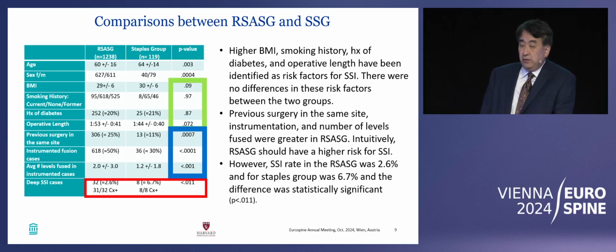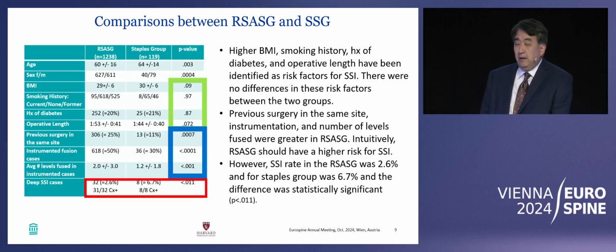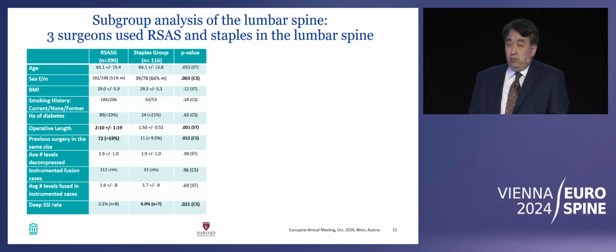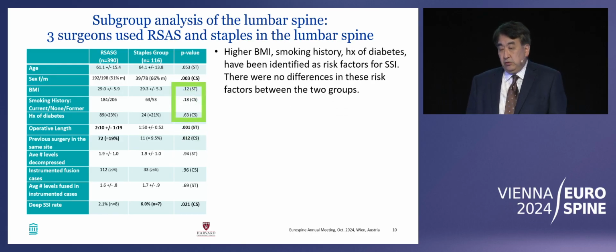However, the infection rate was 2.6% in the subcuticular group and was 6.7% in the staples group, and the difference was statistically significant. In order to have a more homogeneous group, we did a subgroup analysis of 3 surgeons who used subcuticular sutures and staples in the lumbar spine.